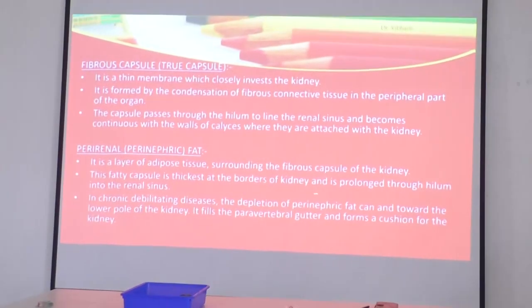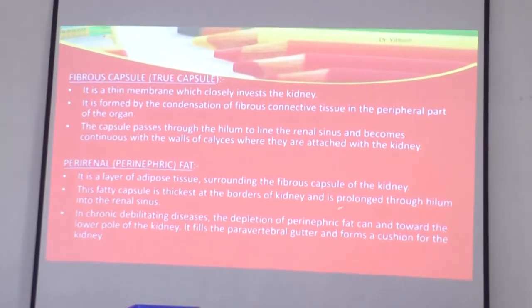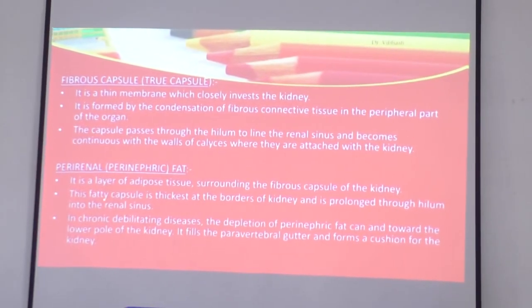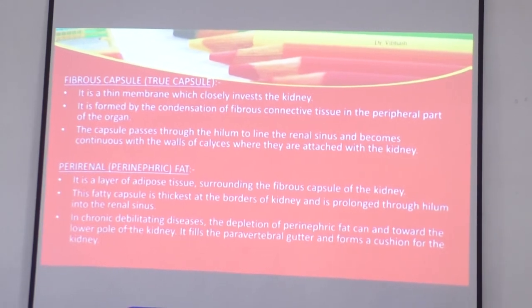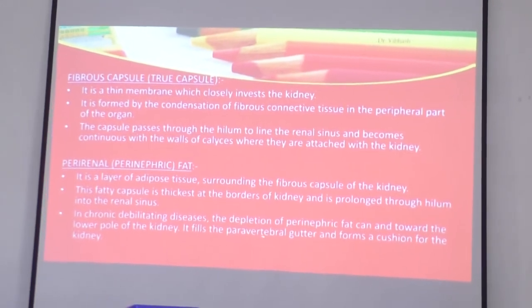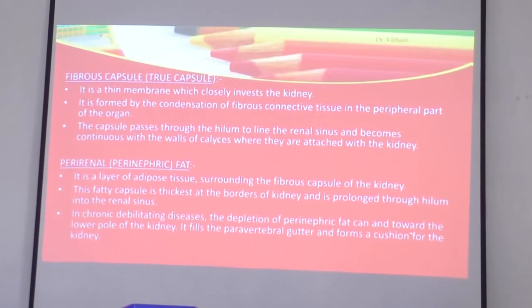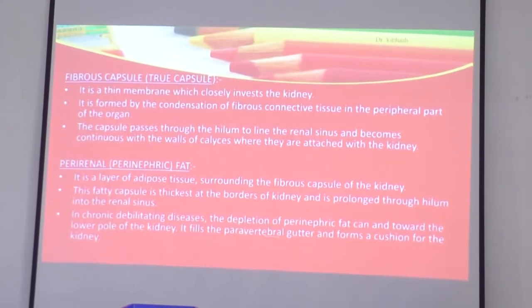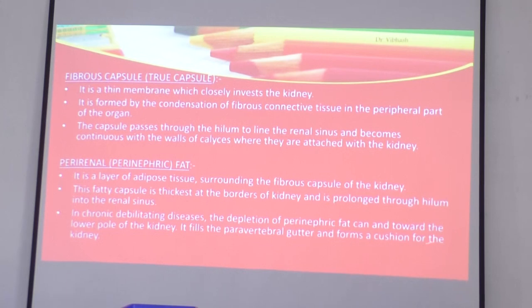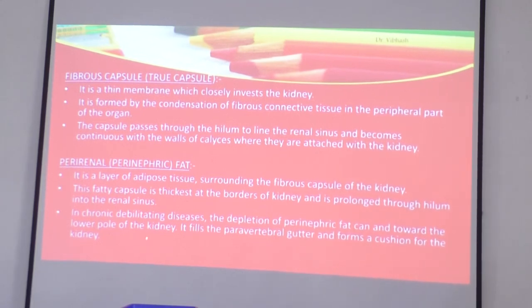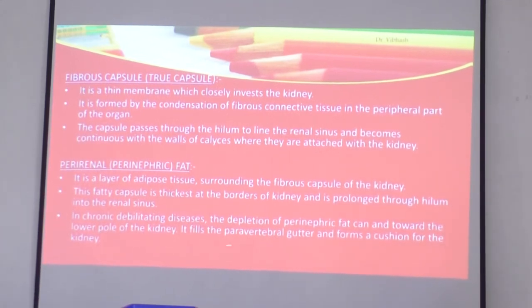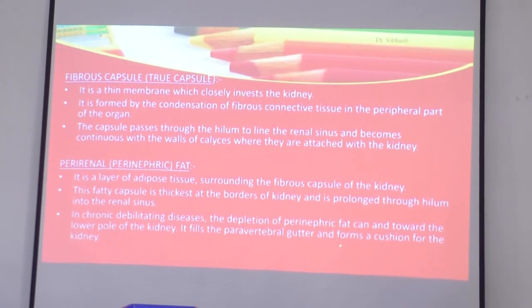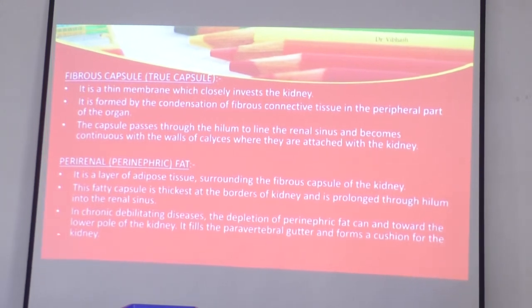It is a layer of adipose tissue surrounding the fibrous capsule of the kidney. This fatty capsule is thickest at the borders of the kidney and is prolonged through the hilum into the renal sinus. In chronic debilitating diseases, depletion of perinephric fat occurs towards the lower pole of the kidney, and it fills the paravertebral gutter and forms a cushion for the kidney.